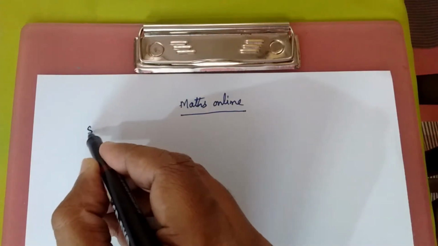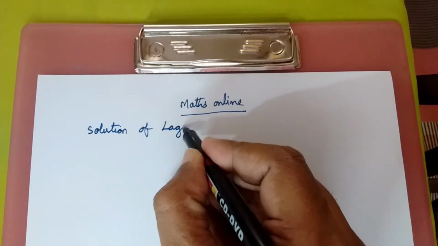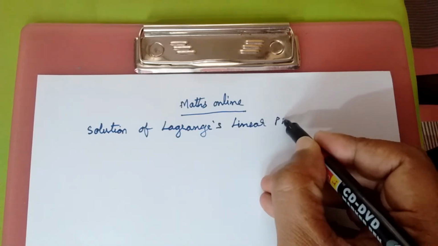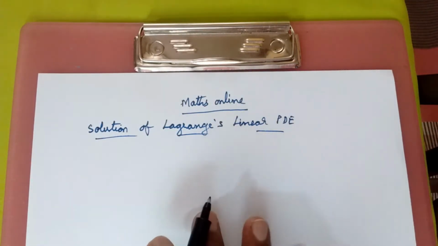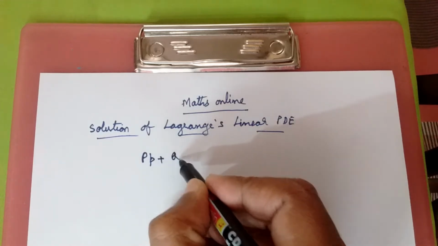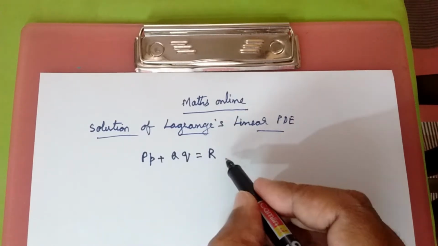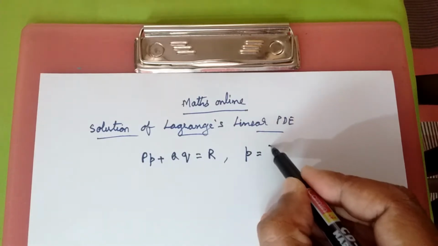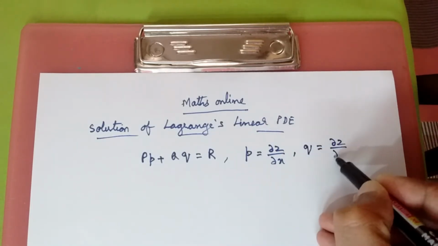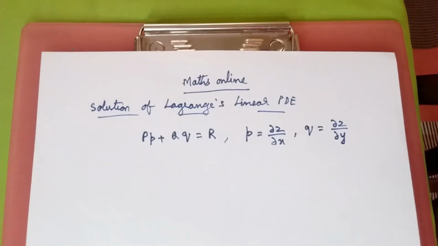Today's topic is solution of Lagrange Linear PDE. An equation of the form Pp plus Qq is equal to R is called a Lagrange Linear PDE, where small p is nothing but ∂z/∂x, small q is nothing but ∂z/∂y, and capital P, Q and R are functions of x, y and z.